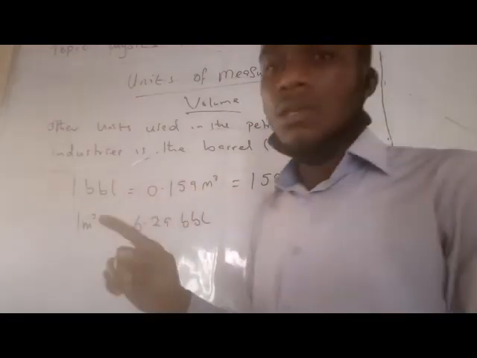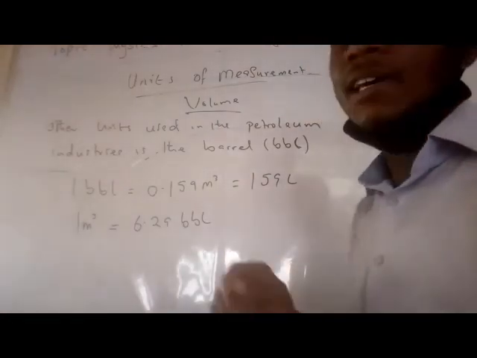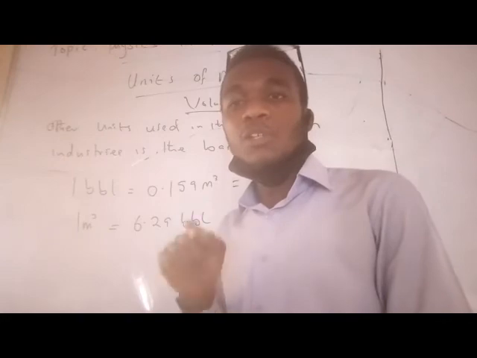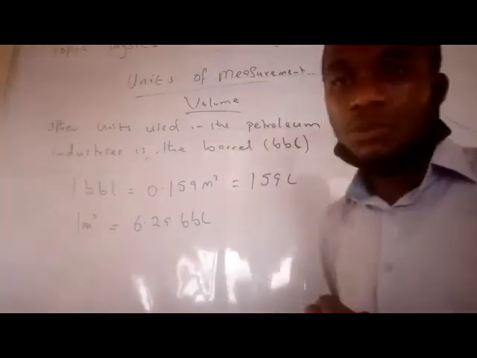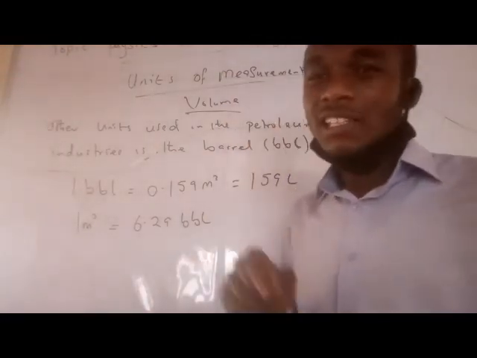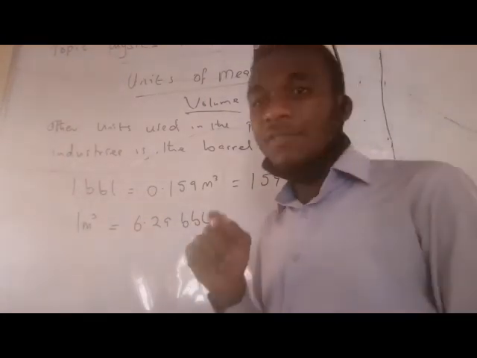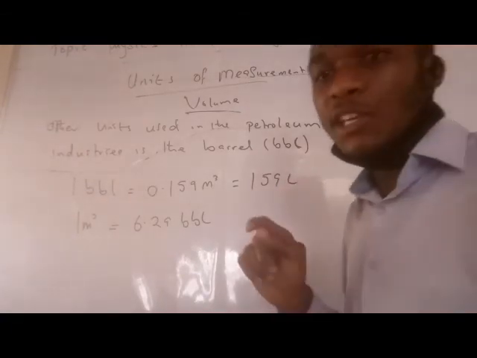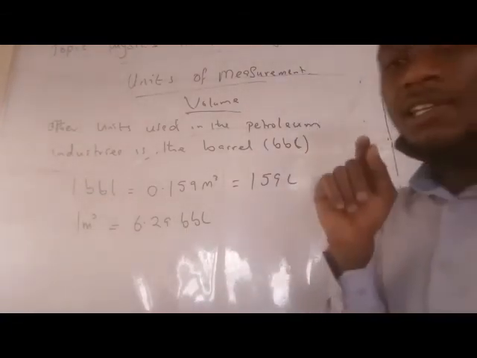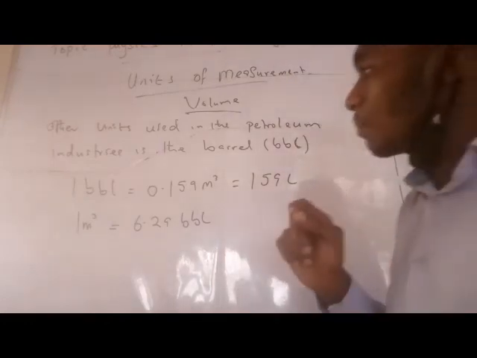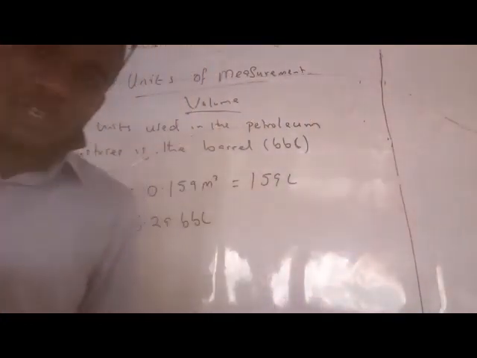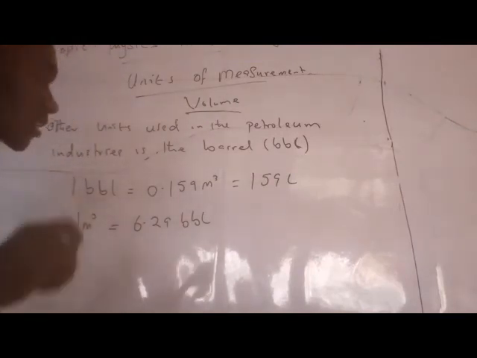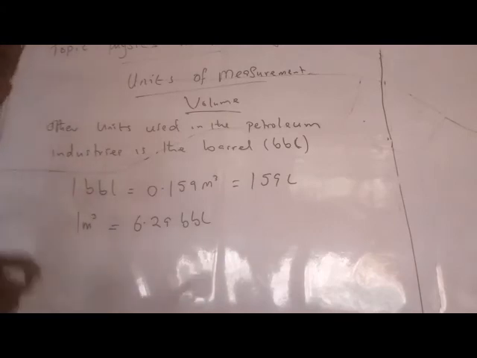1 barrel is equal to 0.159 meter cube, which is equal to 159 liters. Therefore, 1 meter cube is equal to 6.29 barrel.